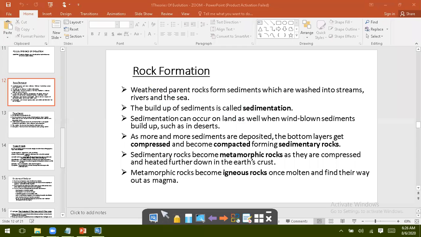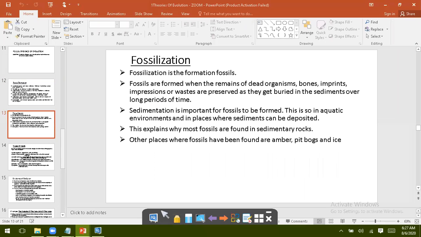All right, fossilization, that's basically talking about how fossils are formed. We've seen that sedimentation has to take place before fossils can be formed, and they can be formed in the sedimentary rocks. And so the places where fossils can be found are in aquatic environments, in the beds of the aquatic environments, or rocks from the water bodies. And they can also be found in these particular things.